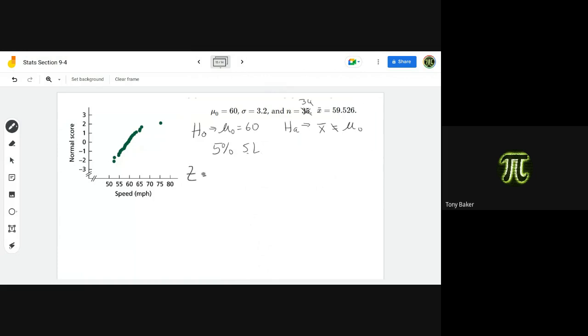So again, let's look for my Z. I have 59.526 minus 60 over 3.2 divided by the square root of 34. And we get negative 0.86.